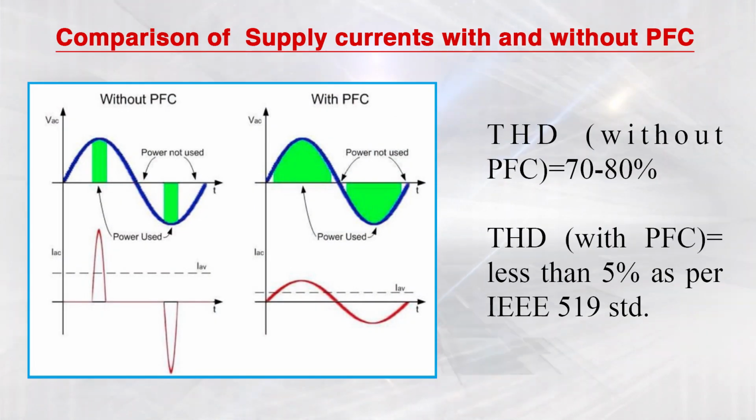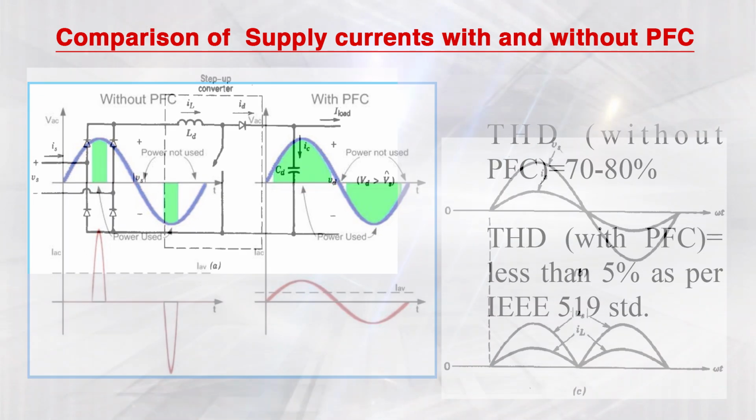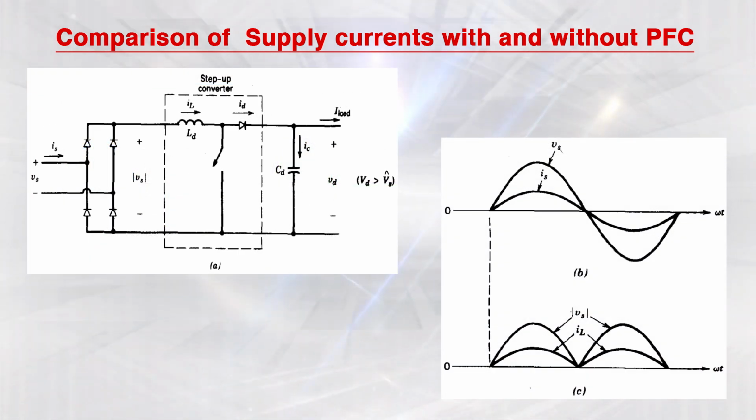So, you can see here, if this DC-DC stage is not there, and only the diode rectifier followed by a capacitor is there, a highly peaky current results and it has a THD of 70 to 80%. However, if you have connected this power factor correction unit, the supply current is perfectly in phase with the voltage. So, you can see the waveform without PFC and with PFC, and the utilization of power in the particular operations without PFC and with PFC.